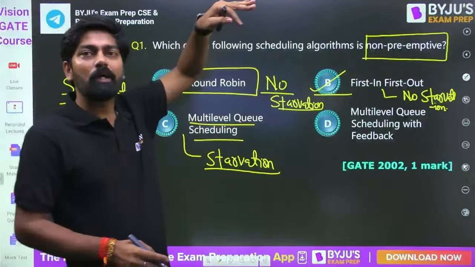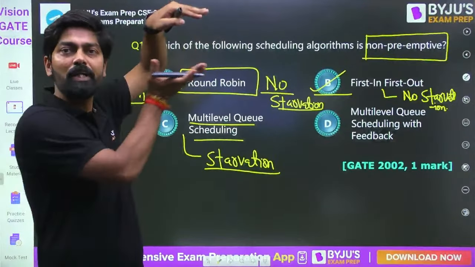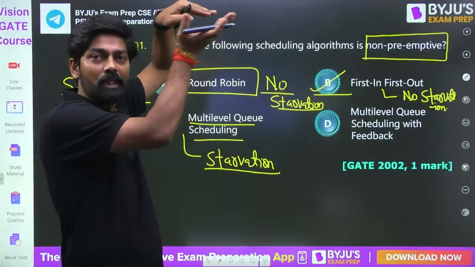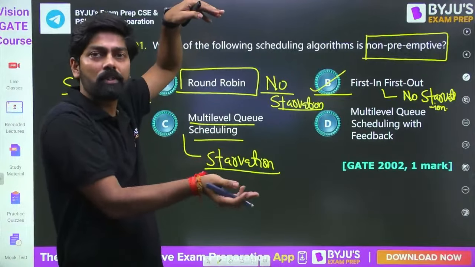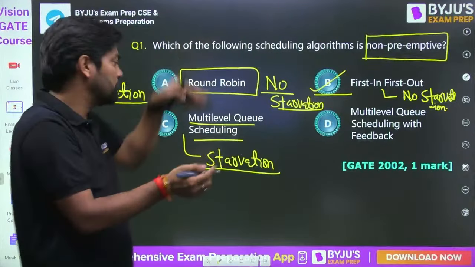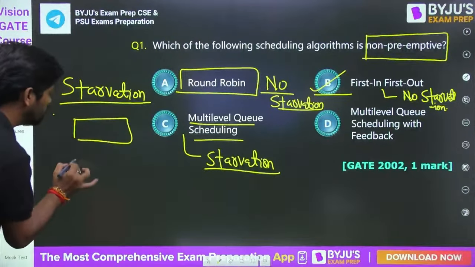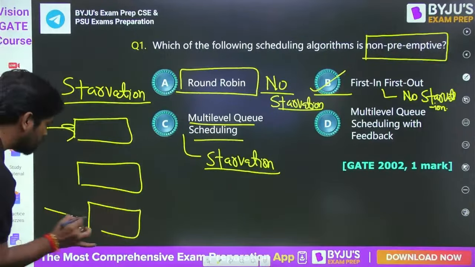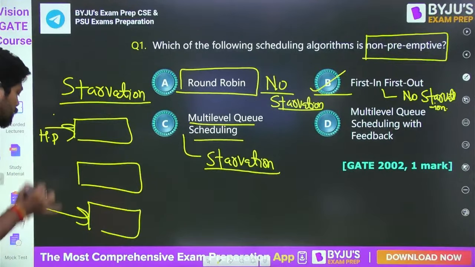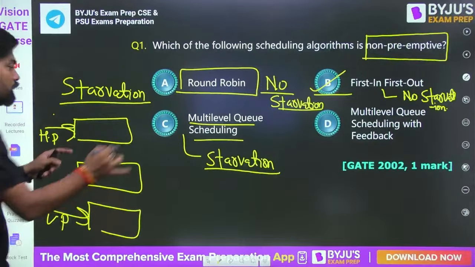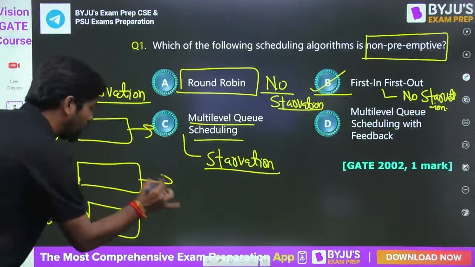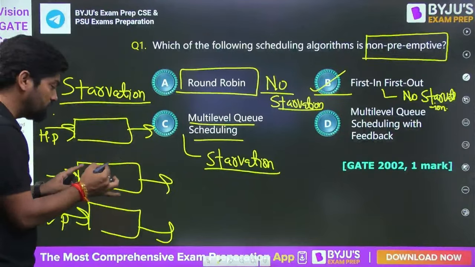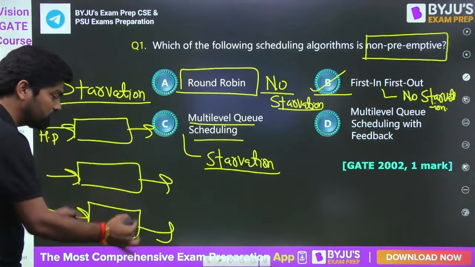Fine. So we have a higher priority queue, a medium priority queue, and a lower priority queue. Once the higher priority process finishes execution, then only the lower priority process will execute. Let's suppose we have three different queues, my dear friend. This is the higher priority queue, and this is the lower priority queue. After completion of this queue only, this queue will be executed. After completion of this queue, the next will be executed.